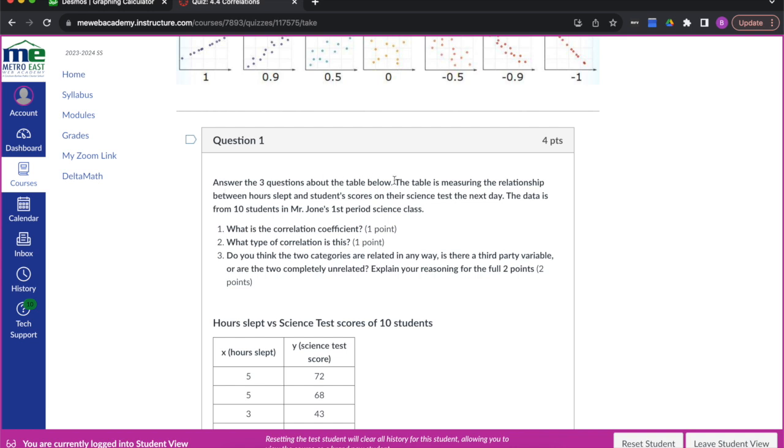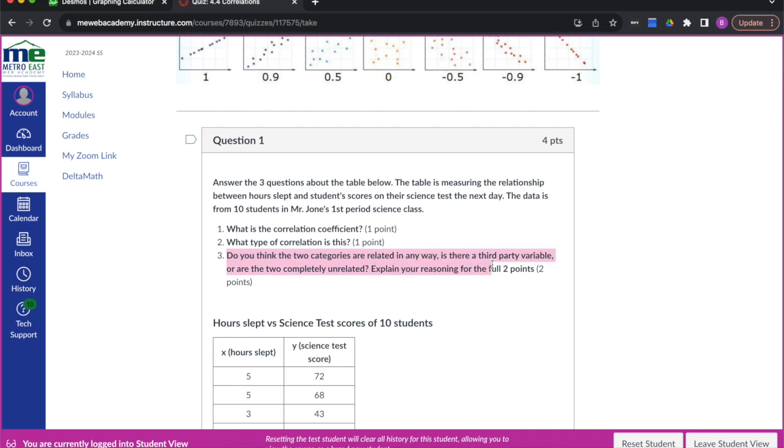In this one, it says the table is measuring the relationship between hours slept and student scores on their science test the next day. The data is from 10 students in Mr. Jones' first period science class. So the first question you're going to answer is, what is the correlational coefficient? Second, you're going to say what type of correlation it is. Is it a high positive? Is it a low negative? Whatever. And then, do you think the 2 categories are related in any way?